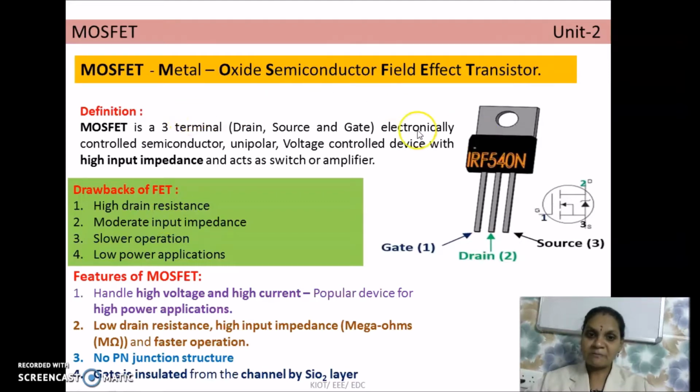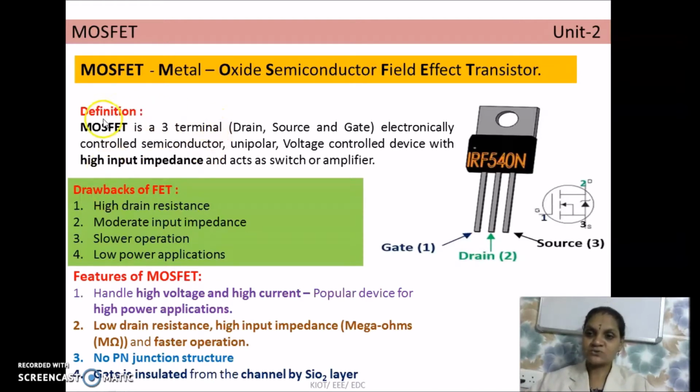So what is meant by MOSFET? Like JFET, MOSFET is also a 3-terminal device, an electronically controlled semiconductor device, a unipolar device, a voltage controlled device with a high input impedance, and it acts as a switch or amplifier. All the remaining things are similar to those of JFET. The only difference is that it has a very high input impedance, and it also acts as a switch or amplifier. Compared to an amplifier, it is mostly used as a switch. MOSFET is mostly used as an electronic switch in almost all analog and digital applications.